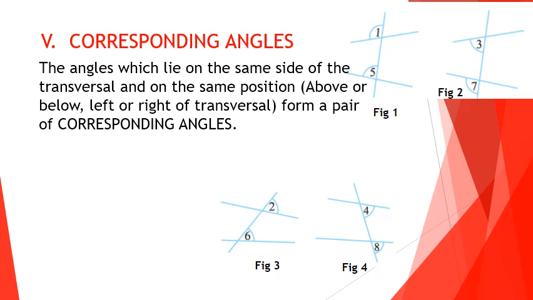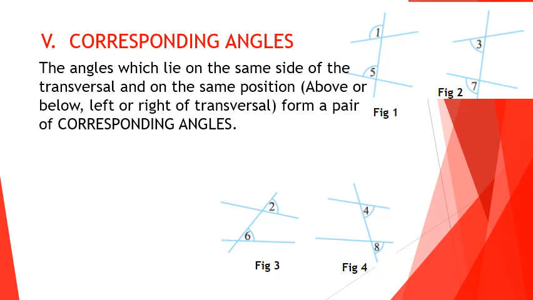In short, we can say that corresponding angles means the angles which lie on the same side and the same place of the lines. The angles which lie on the same side and same place means above or below the line, left or right of the transversal, that way. So we can pick out from the first figure which are the corresponding angles and how many pairs of corresponding angles we will get.